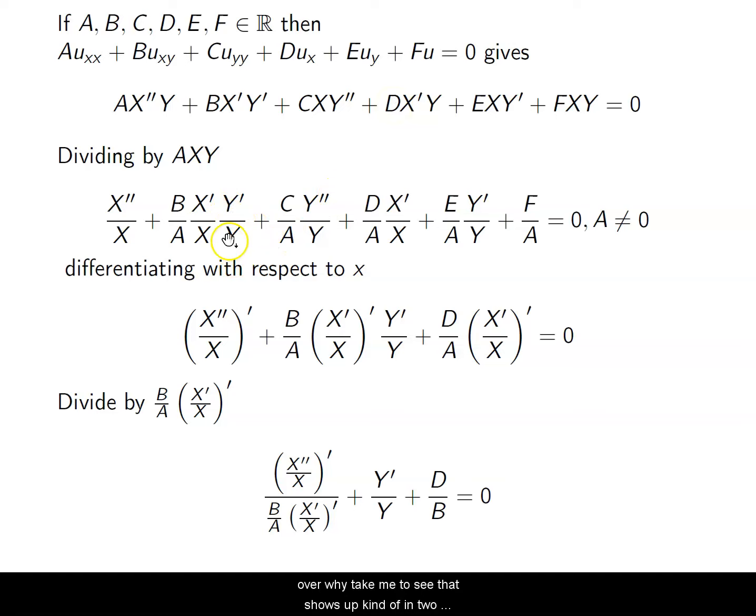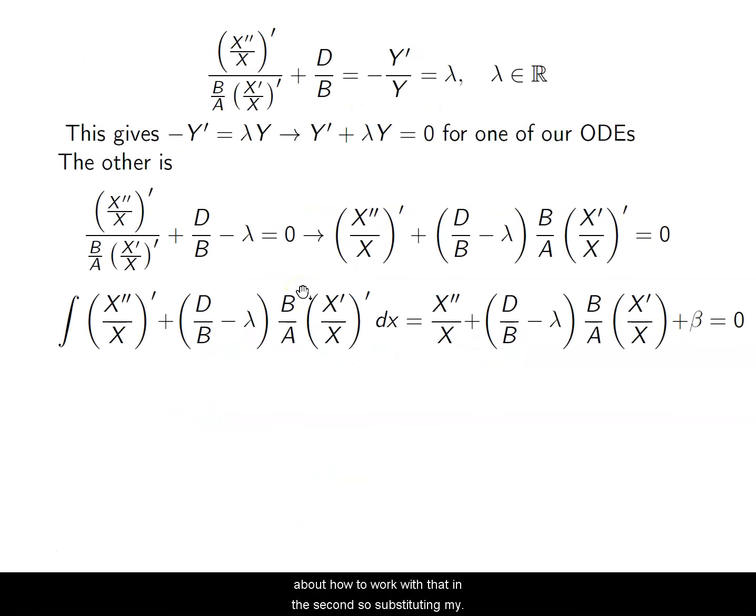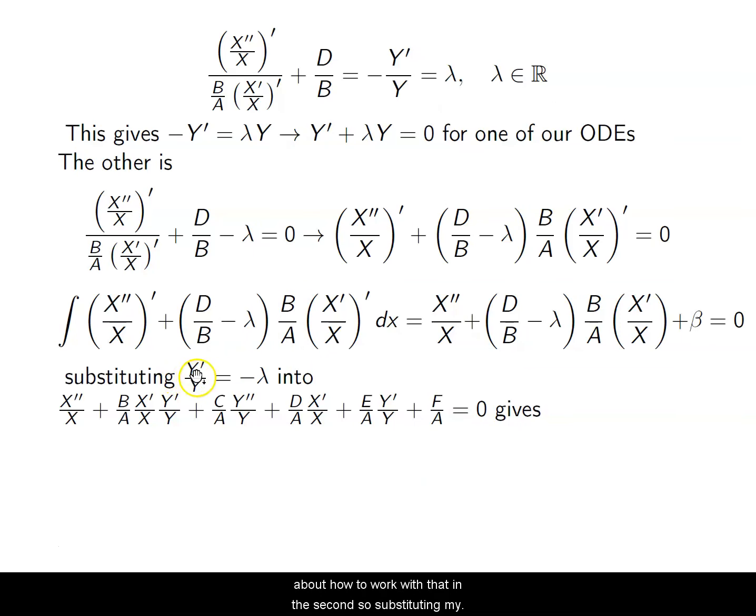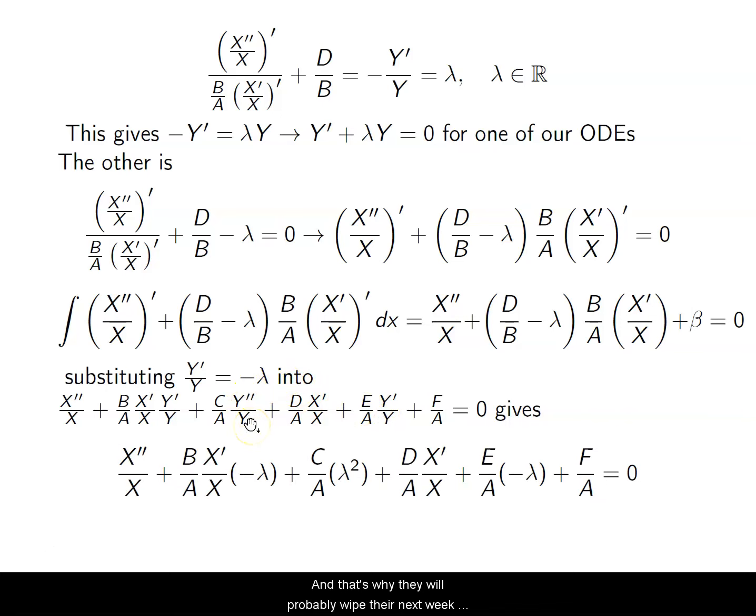So you see that shows up in two places. This is y double prime over y, so we'll talk about how to work with that in a second, okay? So substituting my right-hand side back into my original equation, we'll get rid of these y prime over y terms, and this y double prime over y term, and it will look like this, okay?